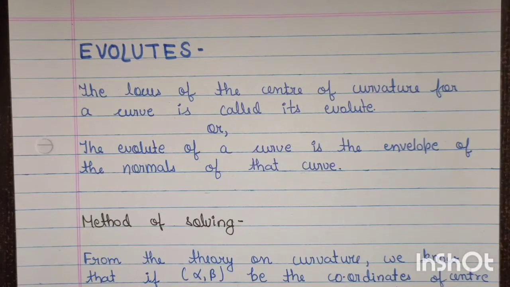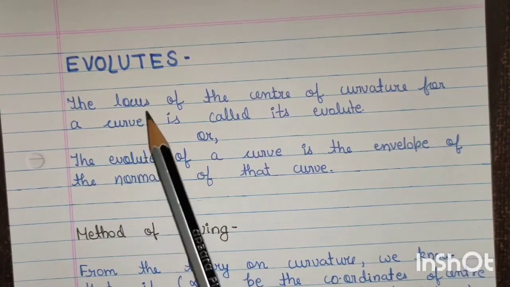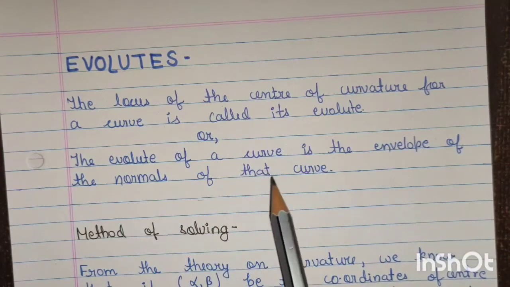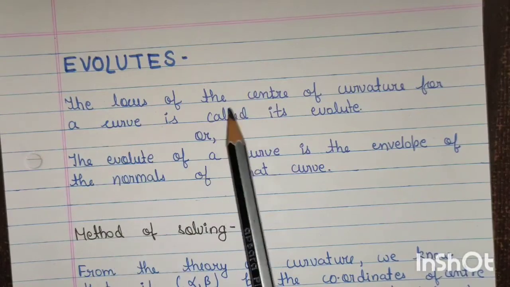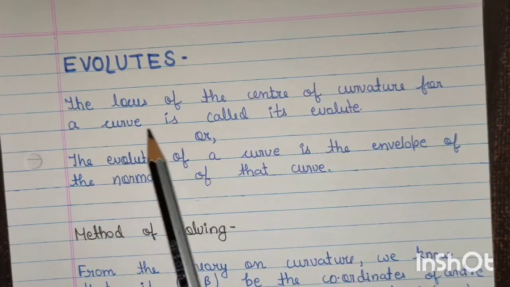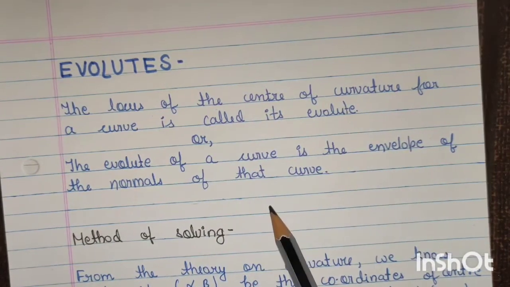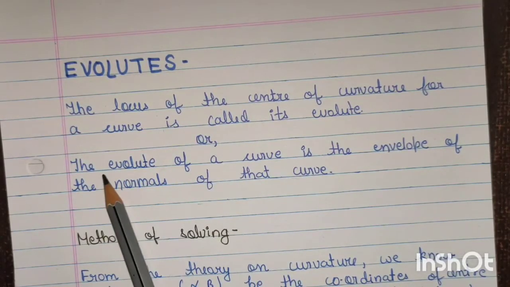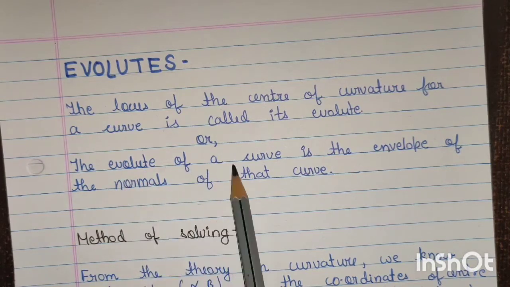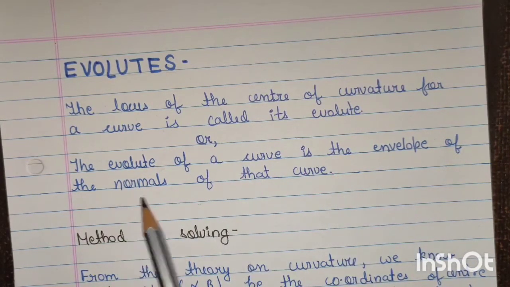We completed the concept of envelopes. Now we will study evolutes. Going to the definition, the locus of the center of curvature for a curve is called its evolute. For understanding this definition, you should be clear with the concept of center of curvature. Now we will see how evolutes are related with envelopes. The evolute of a curve is the envelope of the normals of that curve. Now we will understand how to solve its questions.